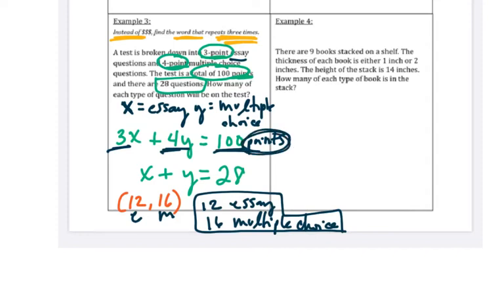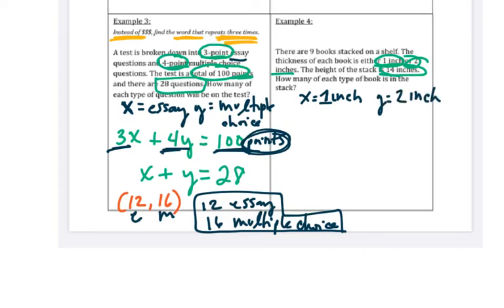So let's set up one more type like this. It says there are 9 books stacked on a shelf. The thickness of each book is either 1 inch or 2 inches. The height of the stack is 14 inches. How many of each type of book is in this stack? So in this one here, it says inches plus inches equals total inches. So I have X is going to be my first type of book, which is the 1-inch book. And Y is the second type, which is the 2-inch book.